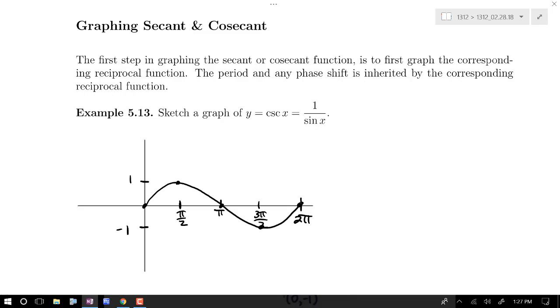Anytime the sine function is 0, we get a vertical asymptote because it makes us divide by 0. That means any of the times where the sine curve crosses or touches the x-axis, that's a vertical asymptote. So we get a vertical asymptote here at the y-axis, also here at pi, also here at 2 pi. Now, at these peaks and valleys of the sine function, like sine of pi over 2 is 1, right? So what's cosecant of pi over 2?